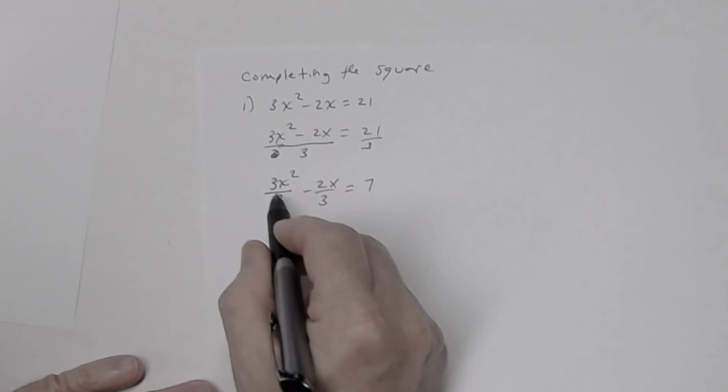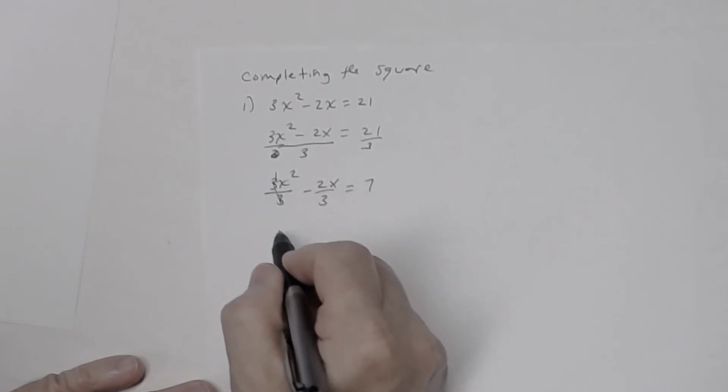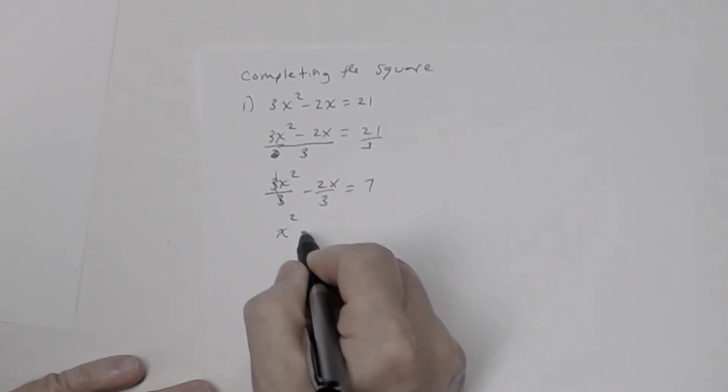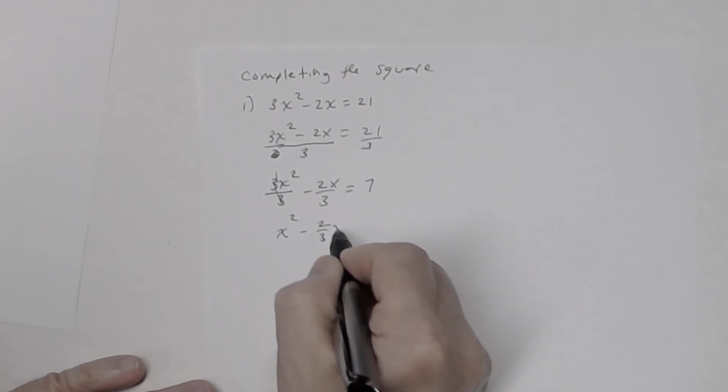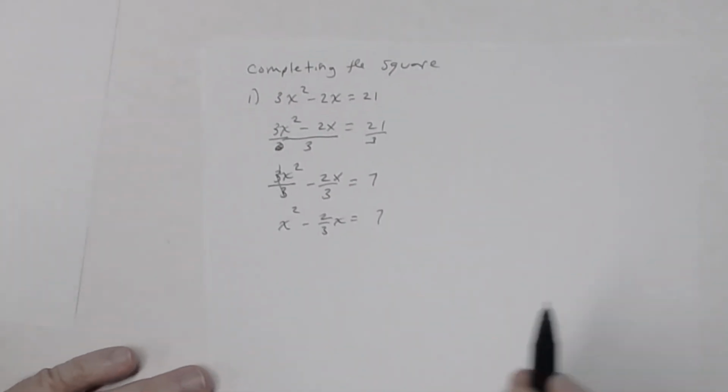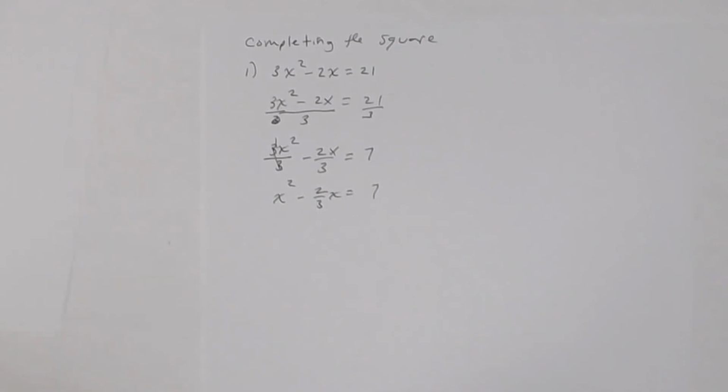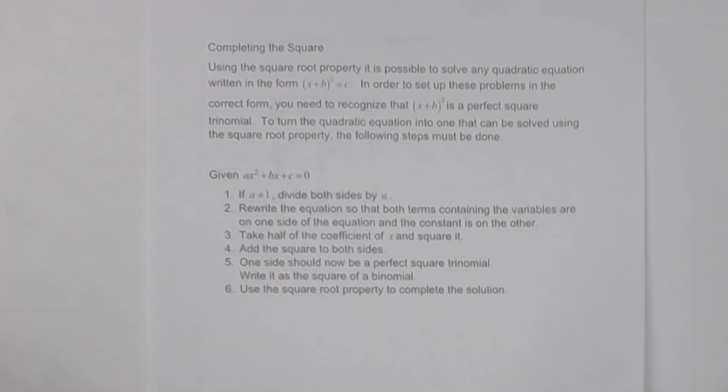When I do that, 3 divided by 3 is 1, and 1 times x squared is x squared. So I get x squared minus 2/3 x equals 7. All right, so that is step number one. Step number one was to basically get the coefficient of x squared to be 1.